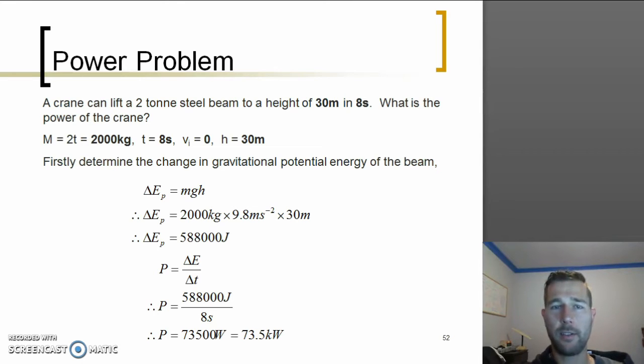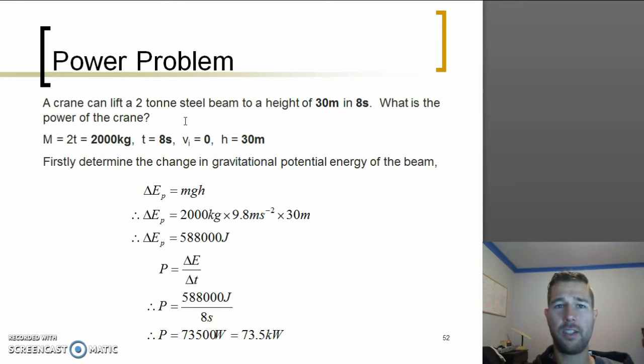A crane can lift a 2-ton steel beam to a height of 30 meters in 8 seconds. What is the power of the crane? So first we write down what we know from the question. The mass is 2,000 kilograms. The time is 8 seconds. The initial velocity, being at rest, is 0, and the height is 30 meters.